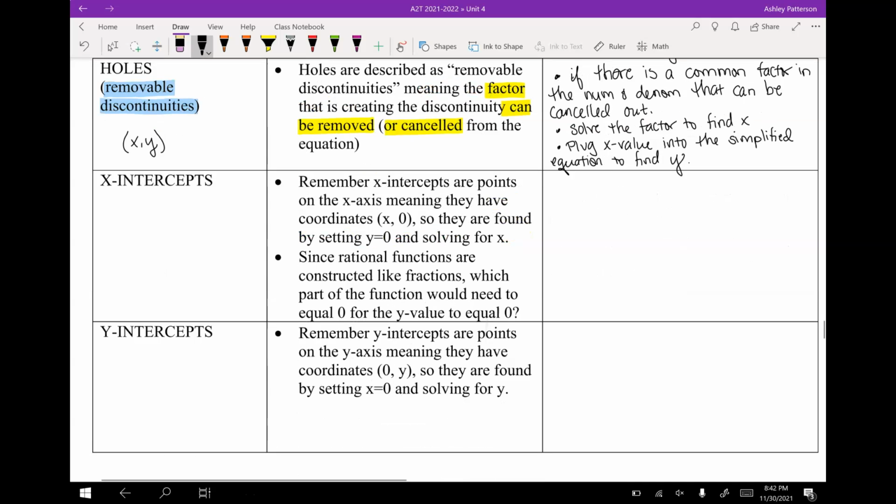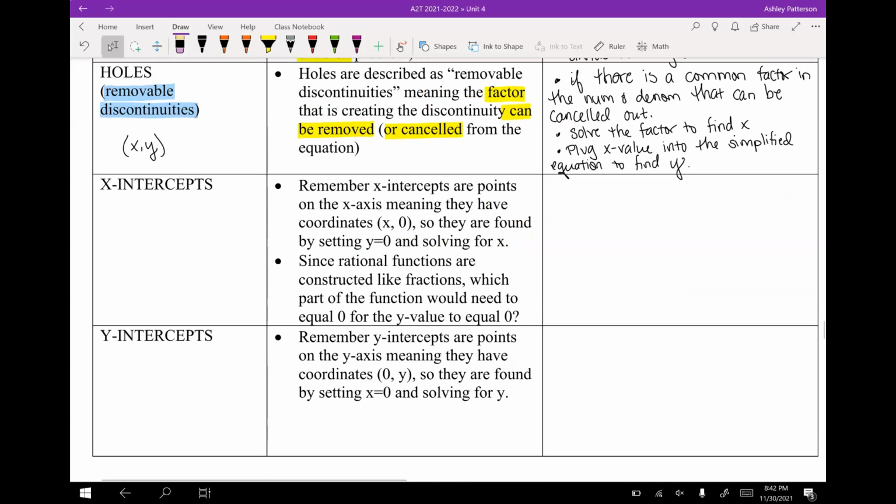Okay, 2 more. X-intercepts. Remember, x-intercepts are points on the x-axis, meaning they have coordinates of x, 0. So they are found by setting y equal to 0 and solving for x. But think about what we're dealing with. These are fractions. So which part of the function would need to equal 0 for the y value to equal 0?